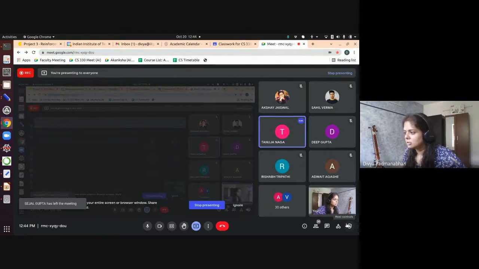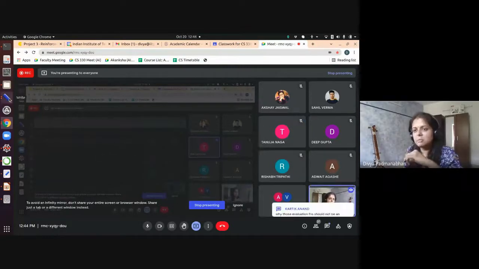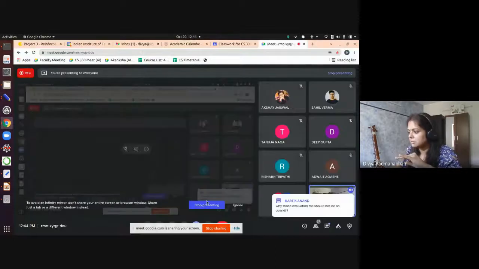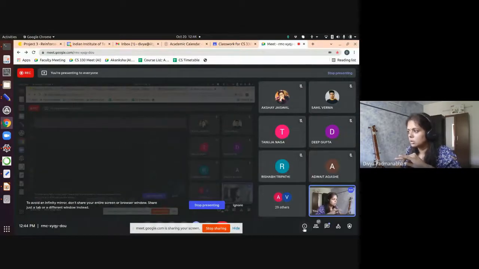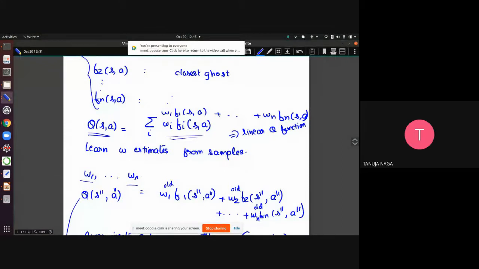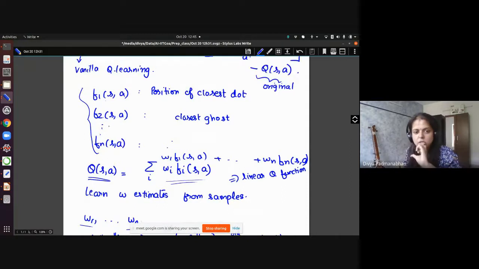I think we probably need to watch it again to understand it more clearly. I've got an idea, but not very clearly. Okay, can you tell me which part is confusing? The function evaluation part. This one? Yeah. Okay, so do you understand what these features are?